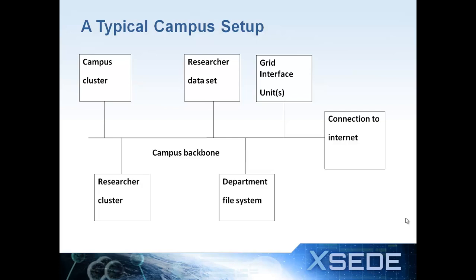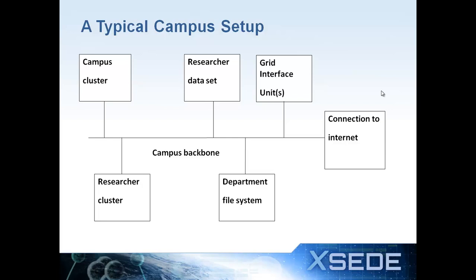A typical campus setup has a number of different components. You may have campus clusters, researcher data sets, file systems, and they're all connected to the internet somehow. This is obviously a simplified diagram. We're going to be interested in one of those machines, which we're going to call the grid interface unit, and you may have more than one of these. The grid interface unit is the unit that basically virtualizes the resources on your campus and makes them available to researchers and others outside of your campus. And it makes them available, of course, subject to access control and authorization decisions that you make. So any particular grid interface unit is going to need to be able to see the resources that it's virtualizing on your behalf.